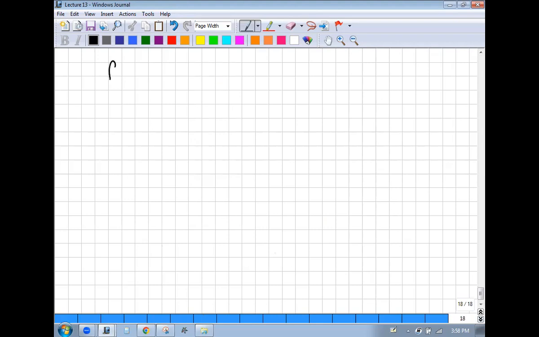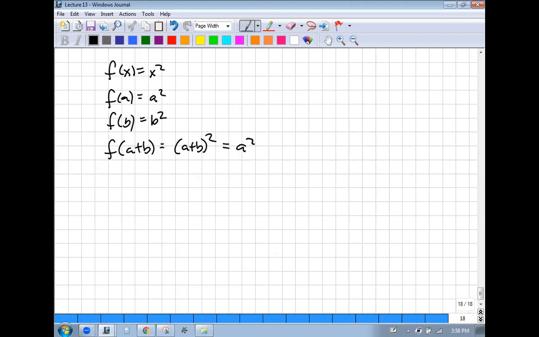Let's say I have f of x is x squared, all right? F of a would just be a squared. F of b would just be b squared, right? What's f of a plus b? Well, the input's getting squared. It would be a plus b squared, right? Which you know is a squared plus 2ab plus b squared, right?